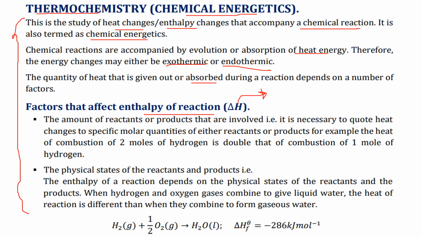The first factor is going to be the amount of reactants or products that are involved in a specific chemical reaction. It is necessary to tie heat changes to specific molar quantities of either the reactants or the products. For example, heat of combustion of 2 moles of hydrogen is going to be double that of combustion of 1 mole of hydrogen. So one of the factors affecting enthalpy of a reaction is the amount of reactants or products that are involved in a specific chemical reaction.